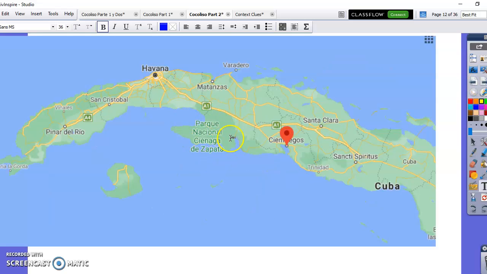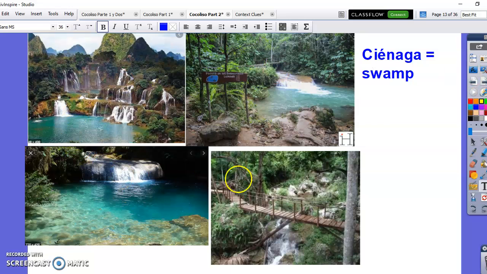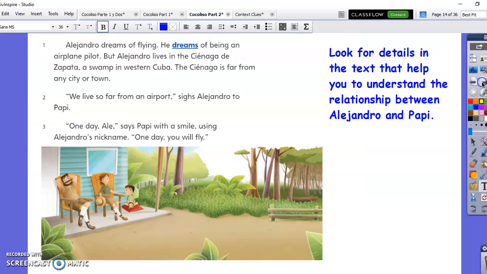It's the Parque Nacional Ciénaga de Zapata, or the National Park Ciénaga de Zapata, here where the family lives. The boy talks about going to Cienfuegos, this city nearby, because he wants to be an airplane pilot and he's fascinated with airplanes. But he's living in the park, which is far from a city or any airplanes or airport. Again, real pictures of Ciénaga. Ciénaga is a word that means swamp or wetlands. Lots of water.